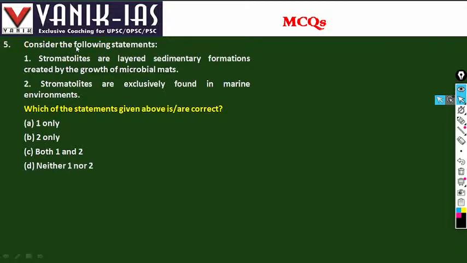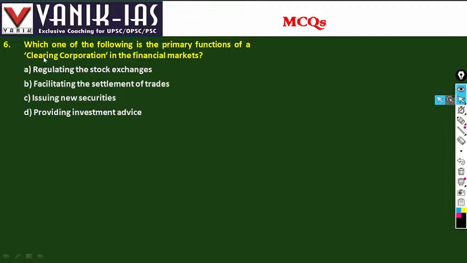Fine. Consider the following statements. Stromatolites are layered sedimentary formations created by the growth of microbial mats. Stromatolites are exclusively found in marine environments. So here only one is correct. Which of the following is the primary function of a clearing corporation in the financial market? Facilitating settlement of trade. So B is the right option.